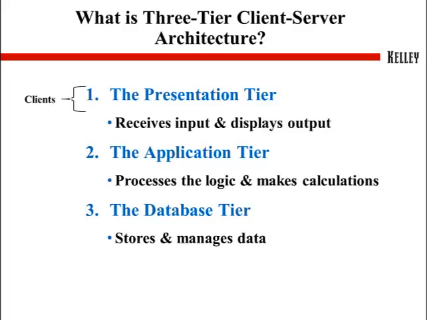Now, in terms of clients and servers, the first tier represents all the clients. The second and third tiers represent servers, and these can be application servers and database servers. All of these are constantly running programs.